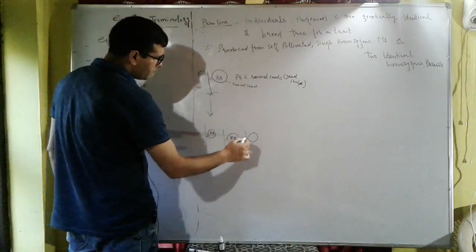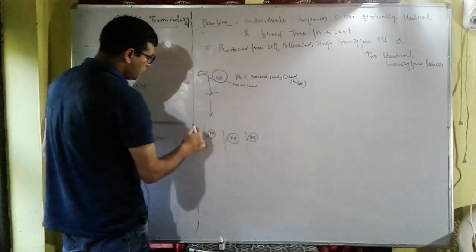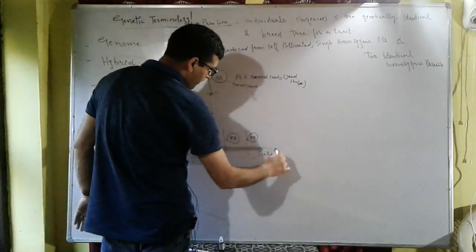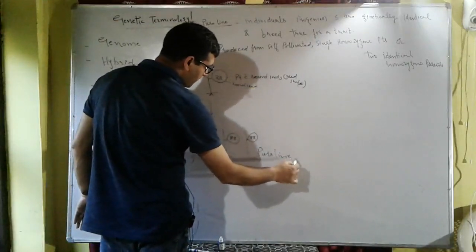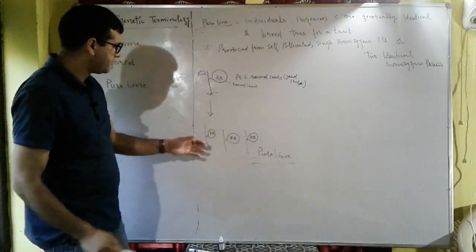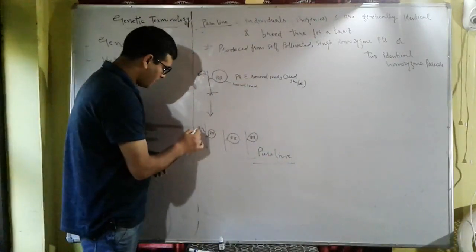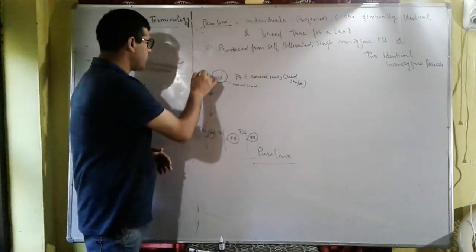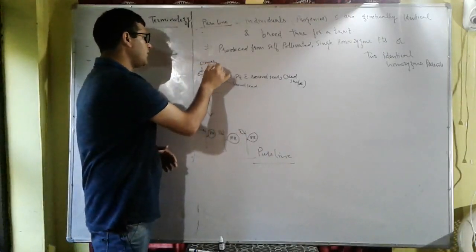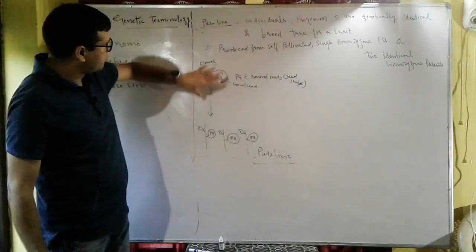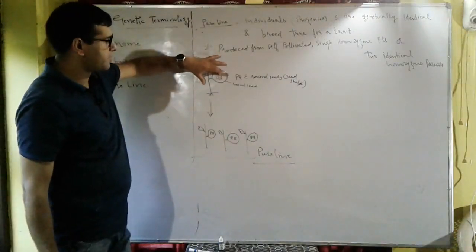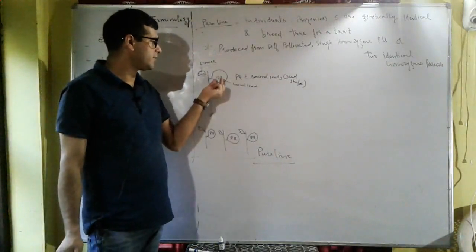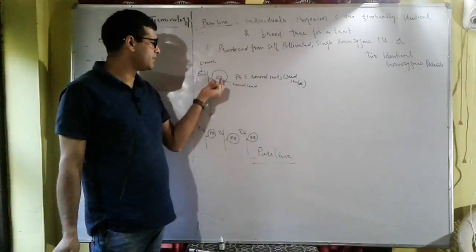These are plants with round seeds. So this is what is called a pure line. So we can say that these are flowers, bisexual flowers. So this is a homozygous plant. This is homozygous for a particular trait, that is round seeds, the shape of the seed.